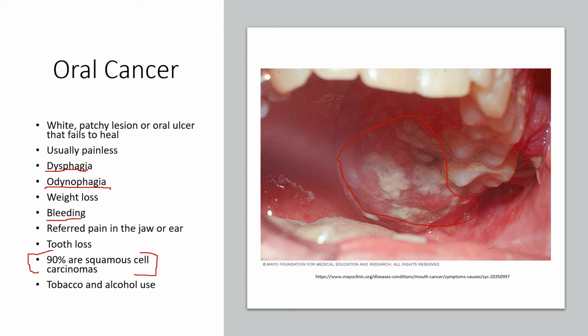Again, about 90% of the oral cancers are of the squamous cell type, and the lip is the most common location of oral cancer because it has the risk factor of sun exposure. And again, don't drink, don't smoke. Those are two very bad things for you. All they do is cause cancer and cause many other problems in the body.